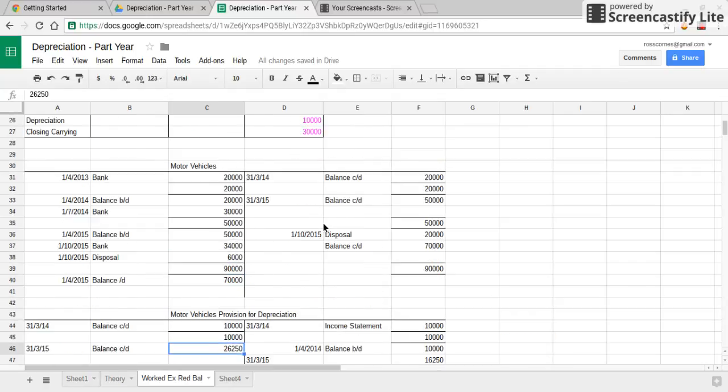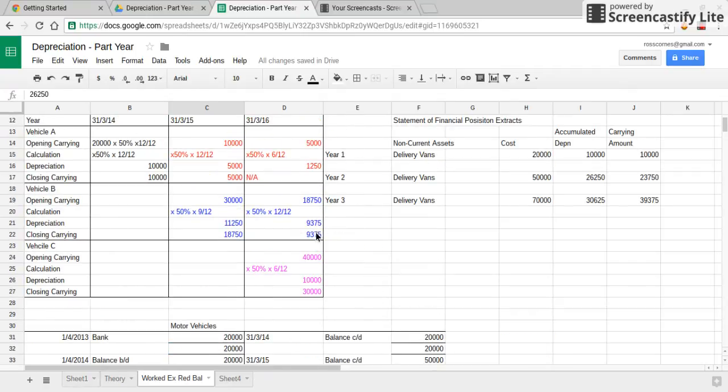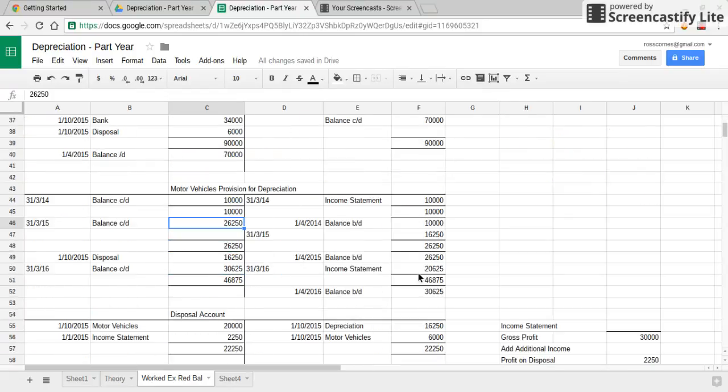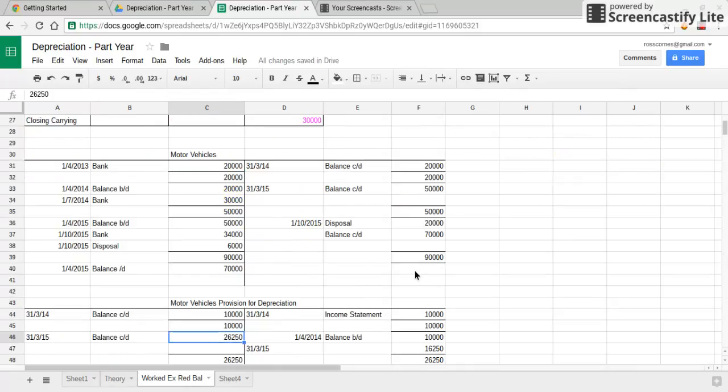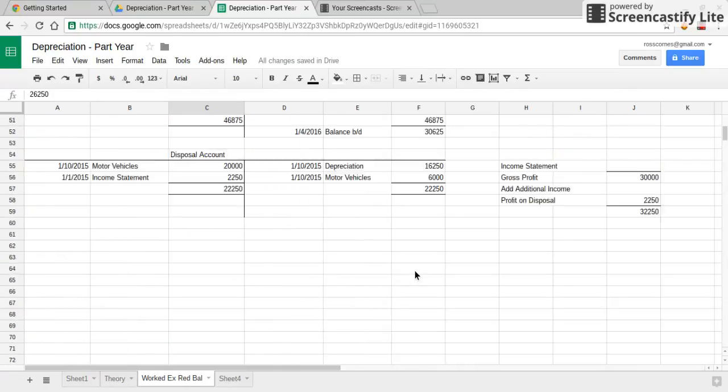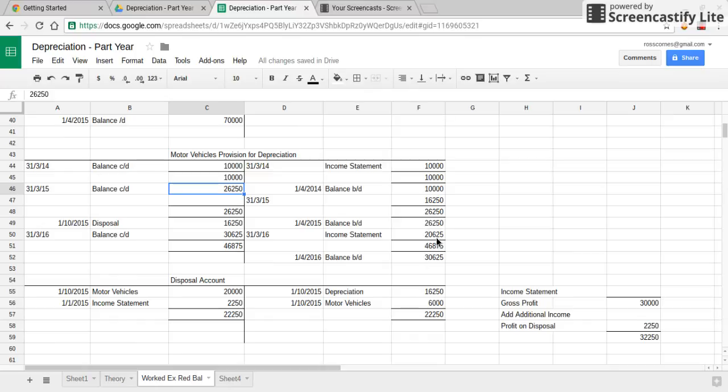Year 3, slightly more complicated because we've now got 1,250's worth of depreciation, add 9,375 and add another 10,000. So the total depreciation for year 3 should be, sorry, I've just lost it, 20,625. But what we also need to remember now is what we're going to do with the disposal account.